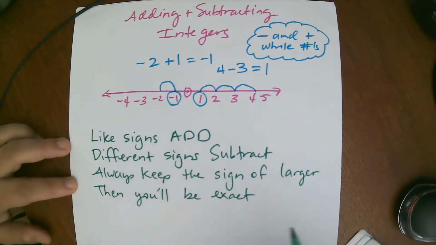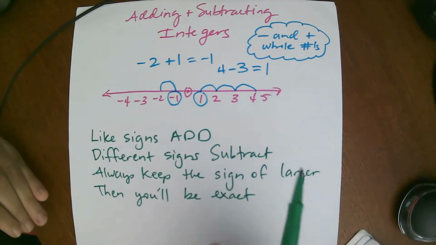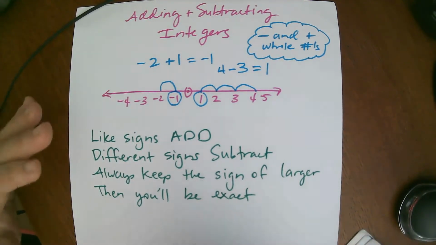So it goes like signs add, different signs subtract, always keep the sign of larger, then you'll be exact. And I know it sounds a bit elementary, but I'm telling you it works.